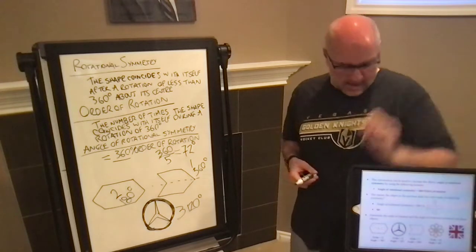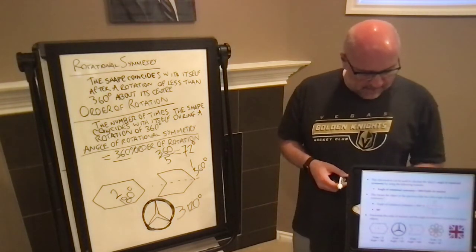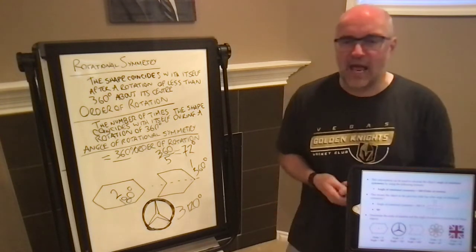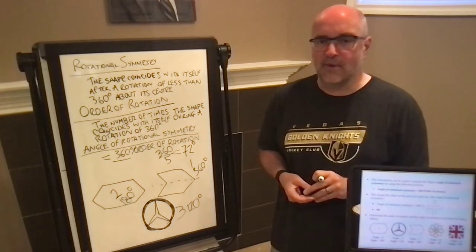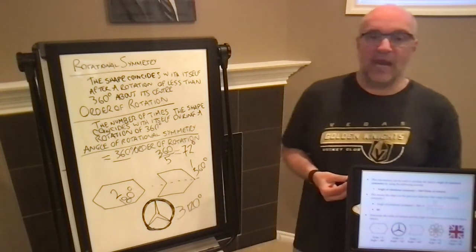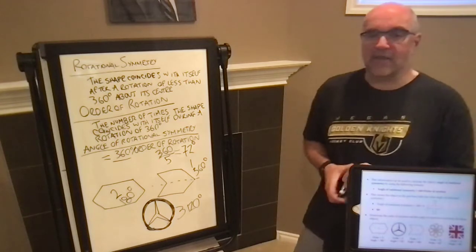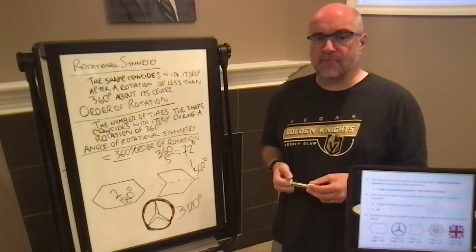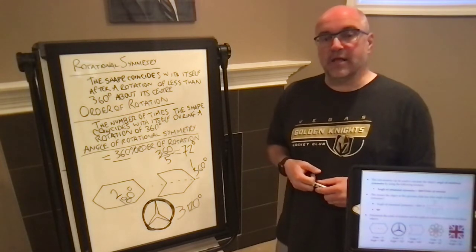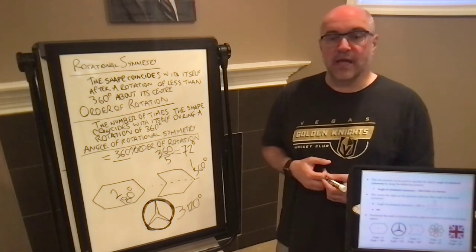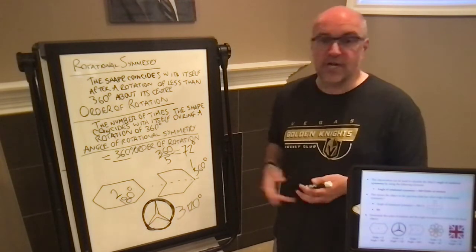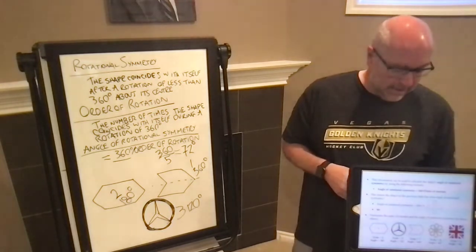My Union Jack is going to rotate on itself and look the same 4 times. It's going to be very similar to our little cross that we had up earlier. So it's going to have an order of rotation of 4, and then an angle of rotational symmetry. 360 divided by 4 is going to give me an angle of rotational symmetry of 90 degrees.